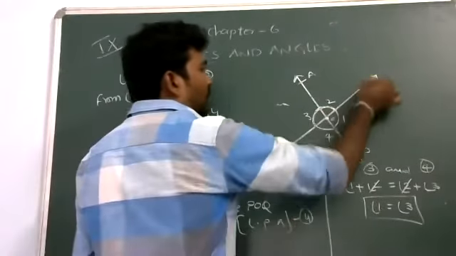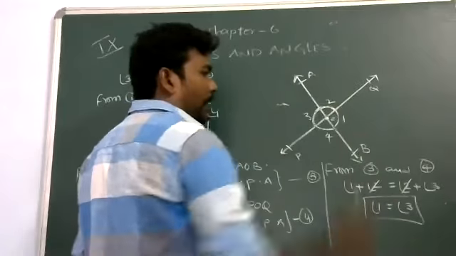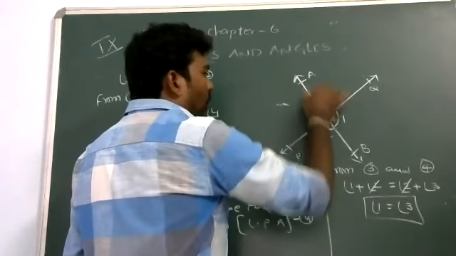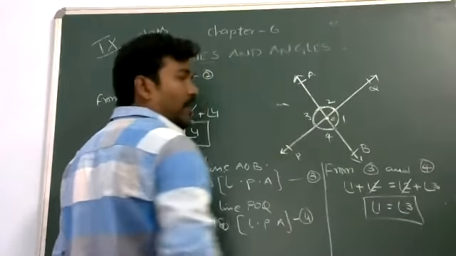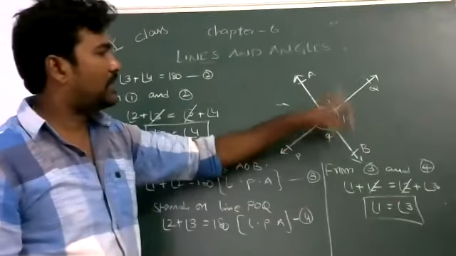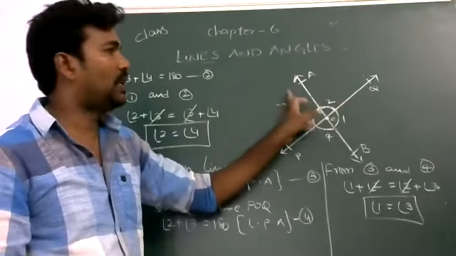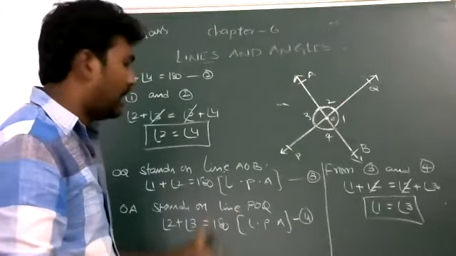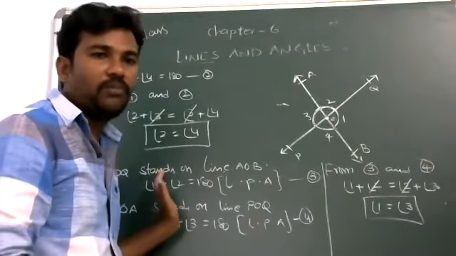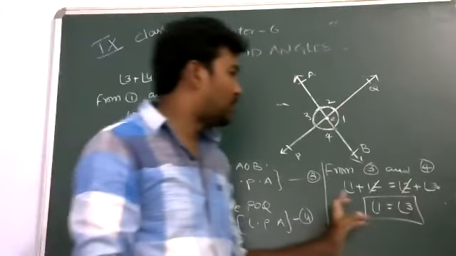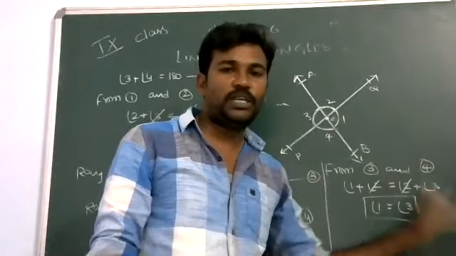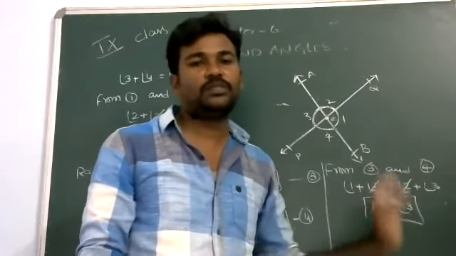Here OQ stands on line AB. Similarly, OA stands on line PQ. So here the sum of these two angles is 1 plus 2 equals 180 and 2 plus 3 equals 180. Finally, the RHS parts are equal, so you can equalize them. That implies 1 plus 2 equals 2 plus 3. 2 gets cancelled, 1 equals 3.